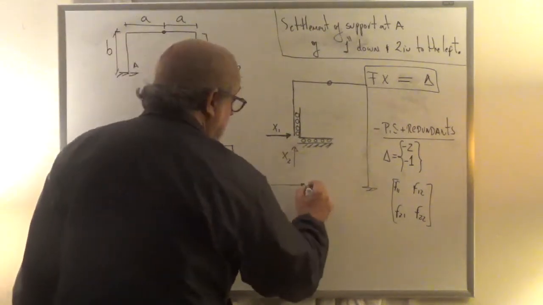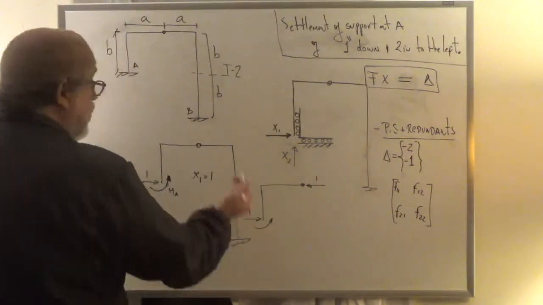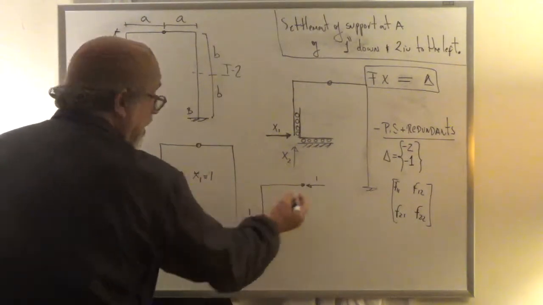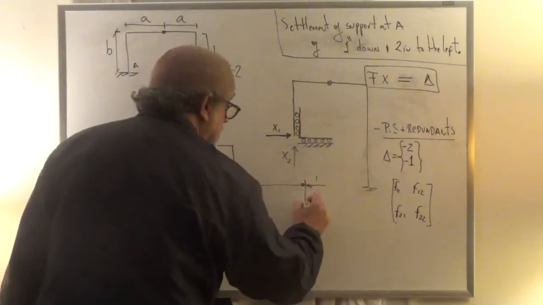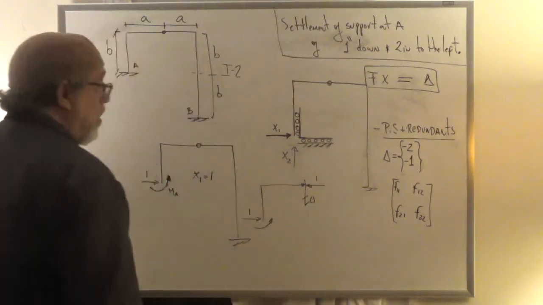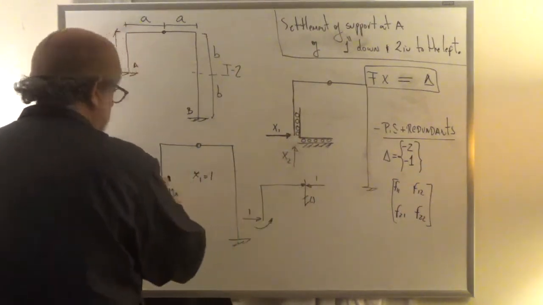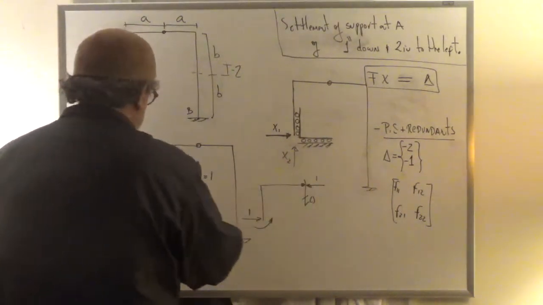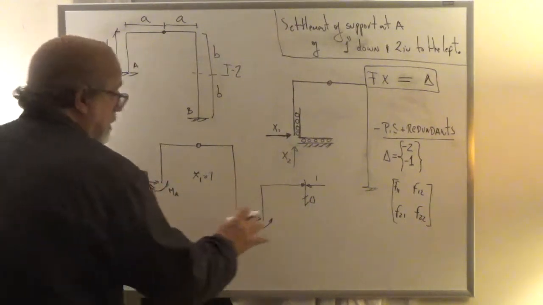Summing forces in the horizontal direction, this is a 1. Summing forces in the vertical direction, hey, there can be no vertical here, there can be no vertical here either, right? So that is 0. And now, summing moments about this point, we have, actually let me choose it the other way so we get positive.